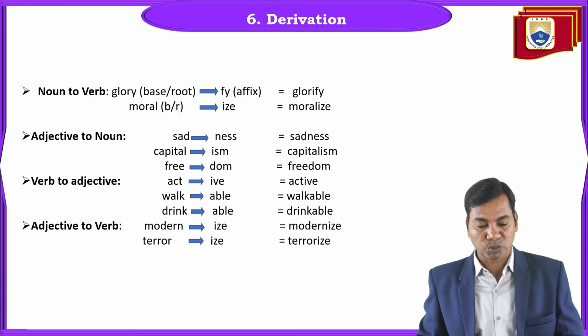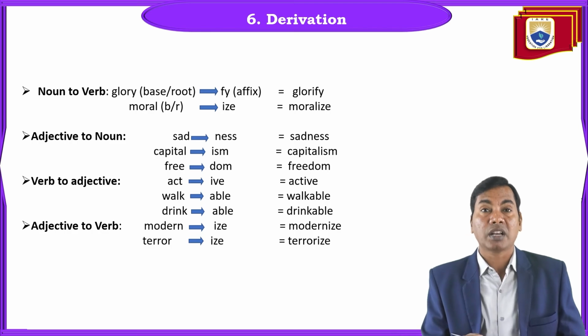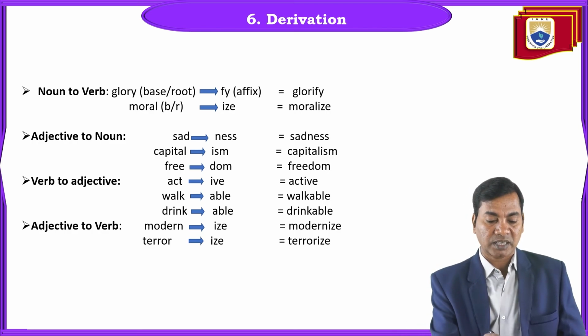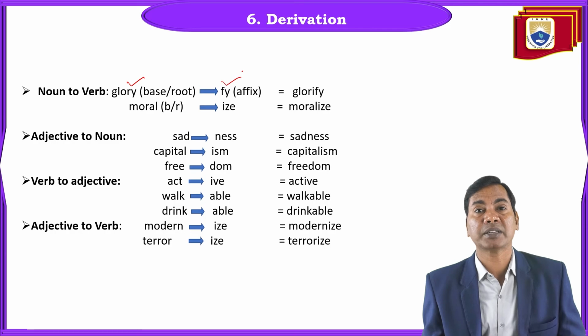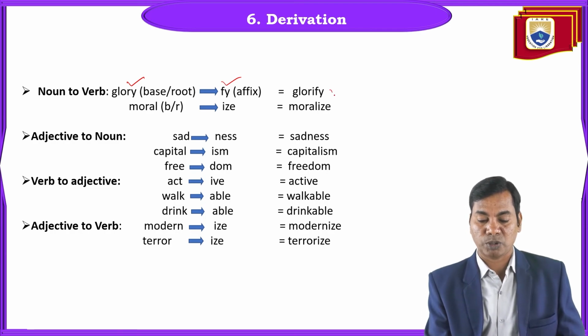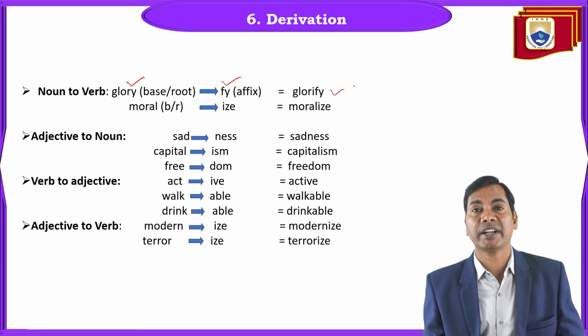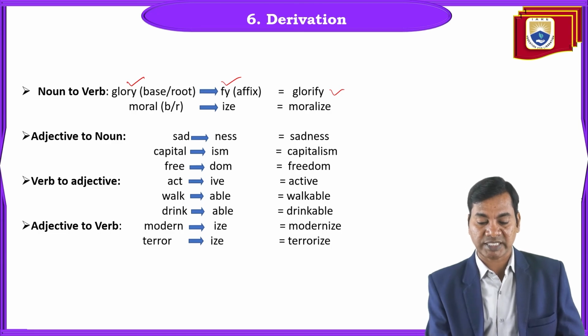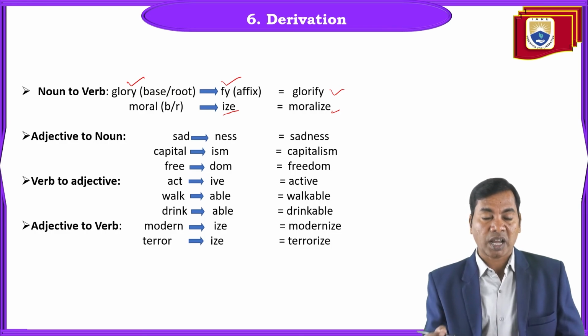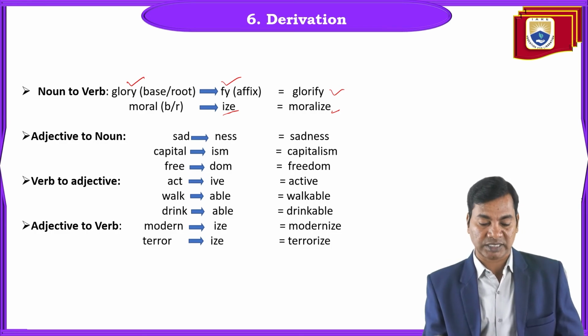So now let's move on to look at some more examples. Noun to verb, right? Glory is a noun, or you can say base word, and if you affix fy to that, it becomes glorify, which is a verb. Glorified, that's a part. Moral, moralize. How do we get the verb moralize? By affixing ize to that.